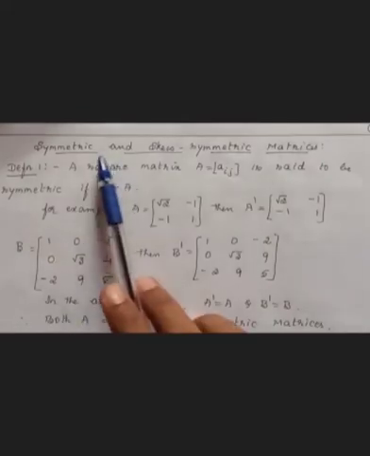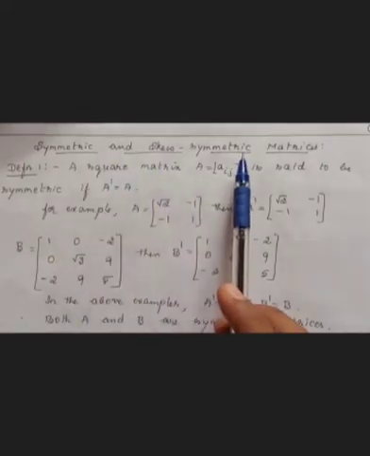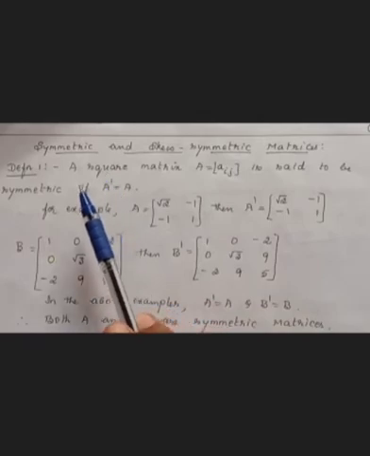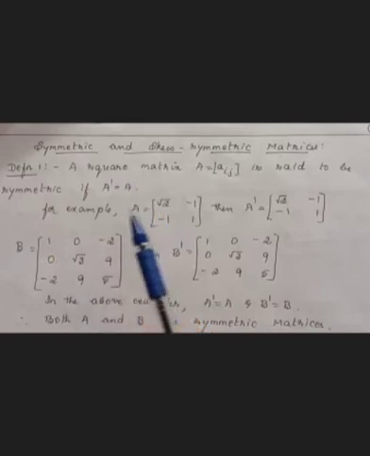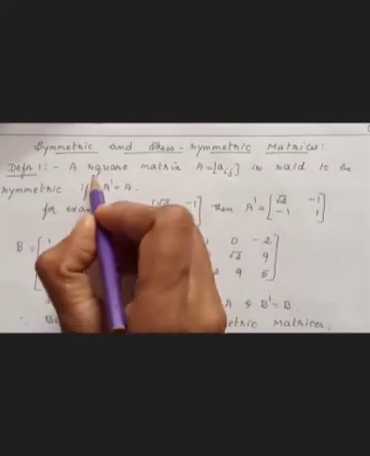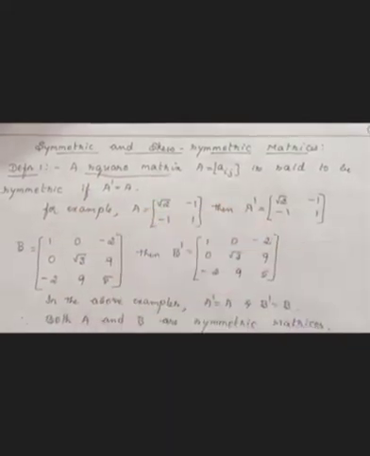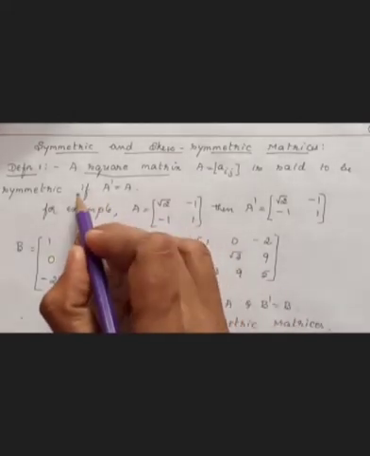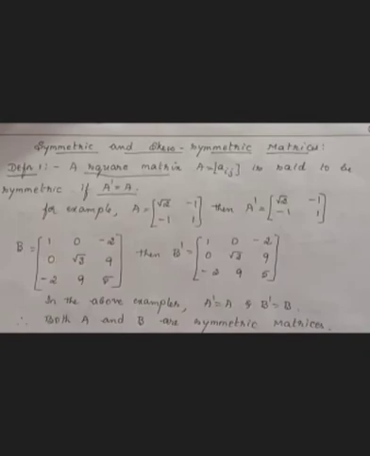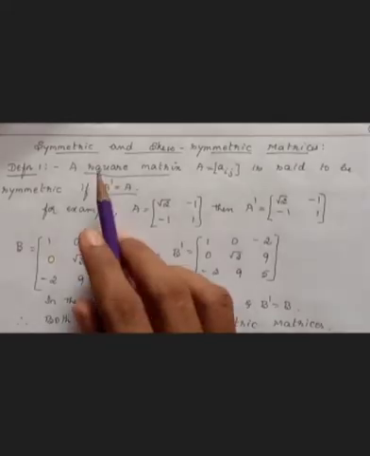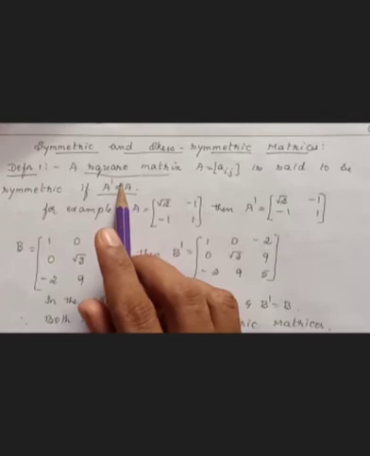Next is symmetric and skew symmetric matrices. So let's define the symmetric matrix. To define the symmetric matrix, the matrix should be a square matrix. Remember, to define the symmetric matrix, the matrix should be a square matrix. This is symmetric if and only if A transpose is equal to A. That means if you take the transpose of the matrix that is equal to the given matrix, then only we say that the square matrix A is a symmetric matrix.